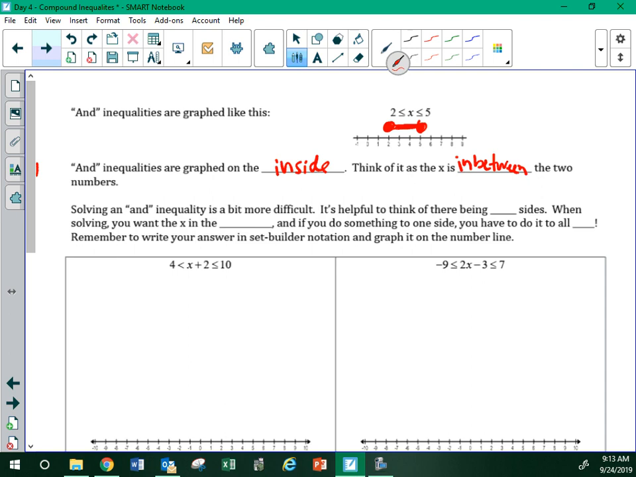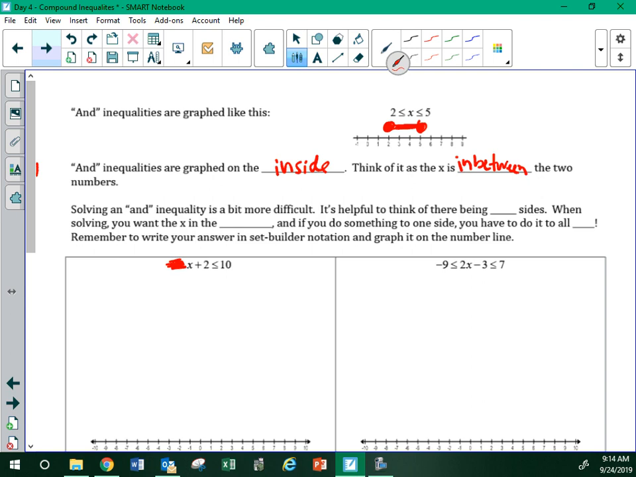Now when we solve an and inequality, it's a little bit more difficult. There are still two separate inequalities, but when they write it all together, it's like we have three parts: the left side, the middle, and the right side. So what we have here are two inequalities. Take a look at this. I have 4 is less than x plus 2. And if I cover this up, I have 4 is less than x plus 2. But I also have x plus 2 is less than or equal to 10. Those have been combined together.